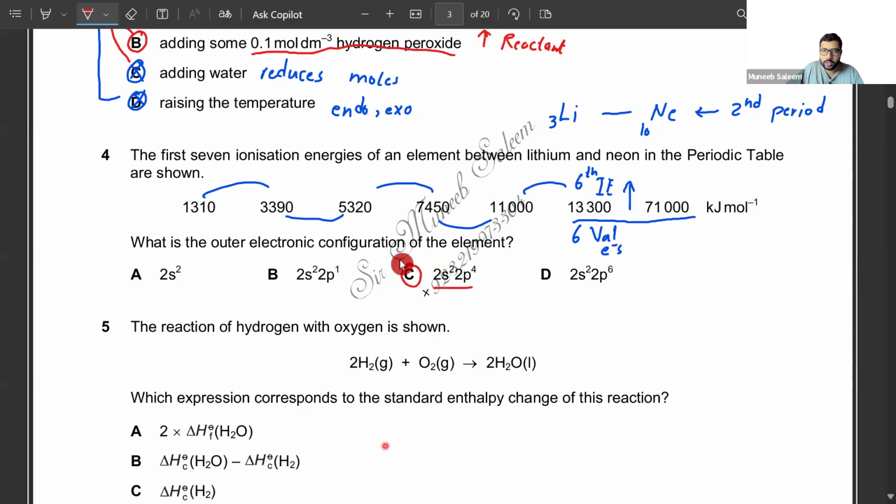The D option indicates 8 electrons, that belongs to neon. B says 3 electrons, that belongs to boron. And A says 2 electrons, that belongs to beryllium. So C is the correct answer.